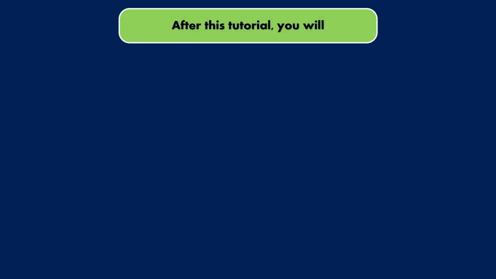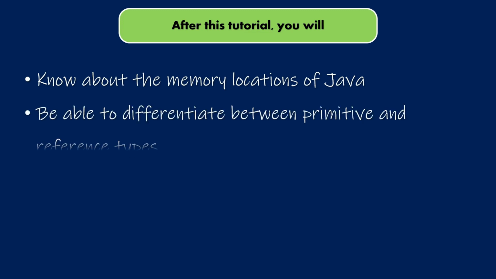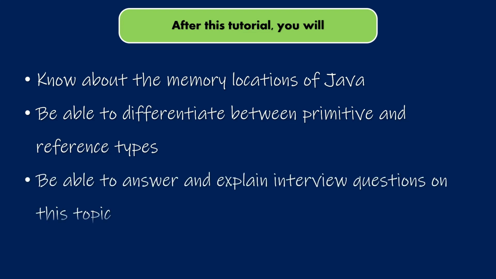In this video, we will talk about reference types in Java and we will know a few more things. After this tutorial, you will know about the memory locations of Java, be able to differentiate between primitive and reference types, and be able to answer and explain interview questions on this topic. Because questions come that you have to explain the memory locations of Java, how does it work? So it needs a clear concept.